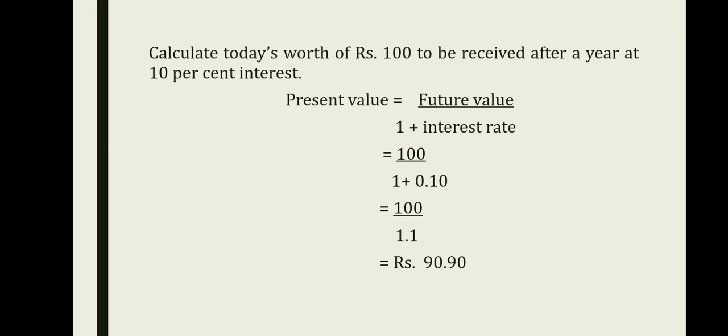Calculate today's worth of rupees 100 to be received after a year at 10% interest. Here we have to calculate today's worth of rupees 100, which means 100 is the future value. Interest rate is given, that is 10%, and the time period is 1 year. So present value is equal to future value divided by 1 plus I, that is interest rate. Future value 100, 1 plus interest rate is given, that is 10%, 0.10.